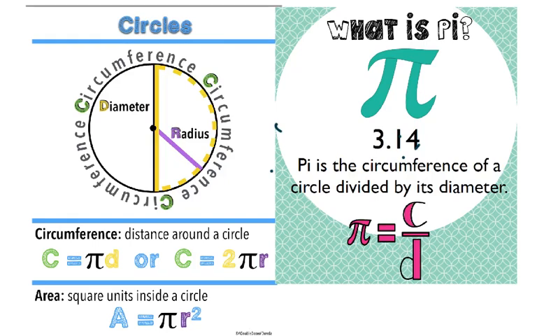Okay, guys, we're going to start circles this week, and you need to know some formulas for that and what pi is. And you're going to use the pi button on your calculator. So the first thing we're going to talk about is the terms.